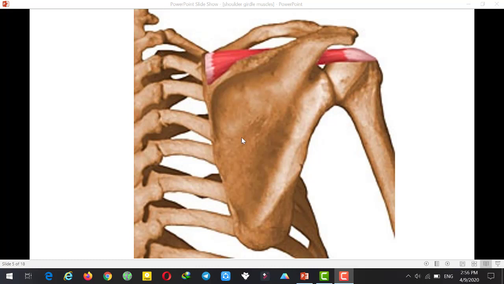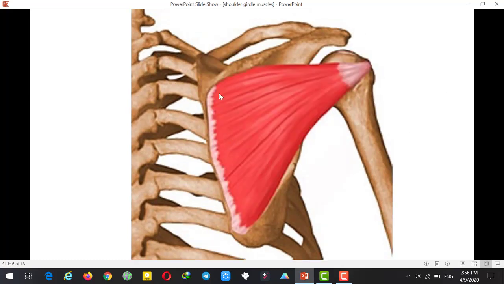Another muscle is infraspinatus. Infraspinatus comes from the infraspinatus fossa. Insertion is the middle impression on the greater tubercle of the humerus. Middle impression on the greater tubercle of the humerus. Nerve supply, suprascapular nerve. Action, lateral rotation of the arm.